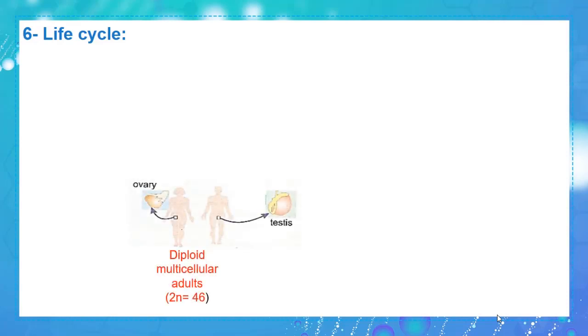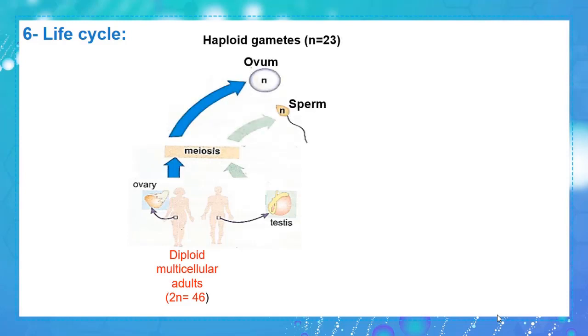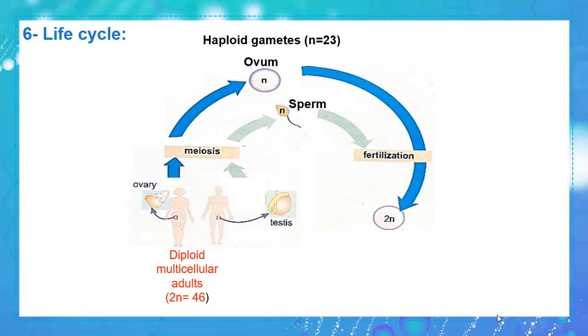The whole life cycle of a human being alternates between a diploid phase, which starts at fertilization, and a haploid phase, which follows meiosis, that occurs in the reproductive system of each male and female.